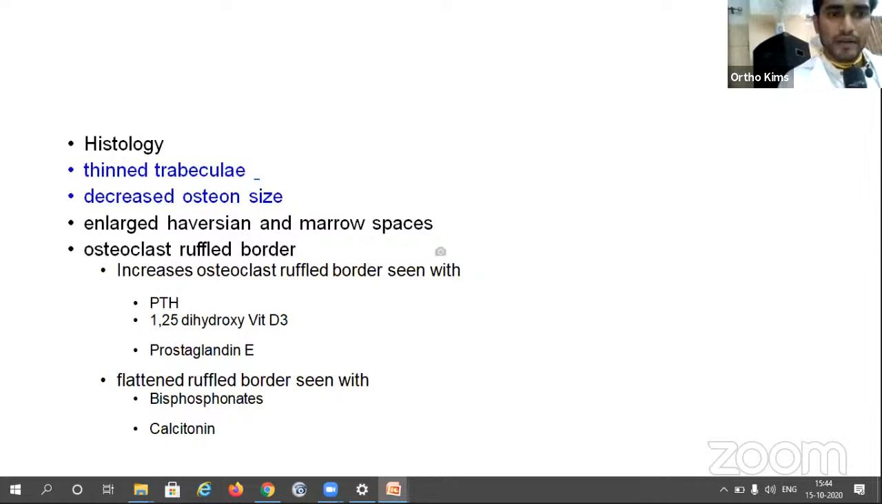Histology: thin trabeculae, decreased osteon size, enlarged Haversian and marrow spaces. Increased osteoclast ruffled border is seen with parathyroid hormone, 1,25 dihydroxy vitamin D3, prostaglandin E. Decreased ruffled border is seen with bisphosphonates and calcitonin.